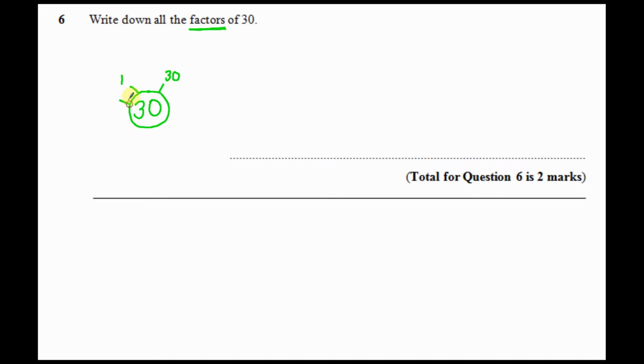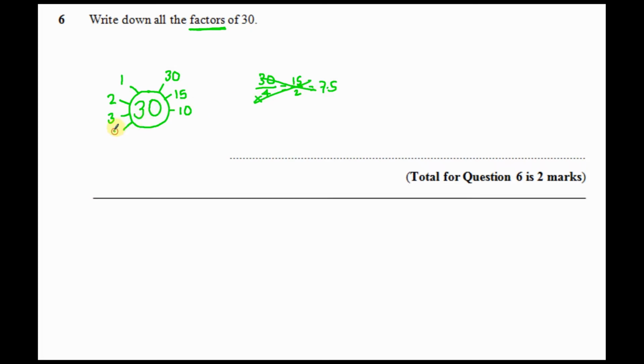Does 2 go into 30? Because it's an even number, it goes exactly 2 times. What gives us 30? That would be 15. Does 3 go into 30? It does. 3 times 10. Does 4 go into 30? Now 4 doesn't go into 30 exactly, because if you divide 30 by 4, that's the same as 15 divided by 2, which is 7.5. So therefore 4 is not a factor of 30.